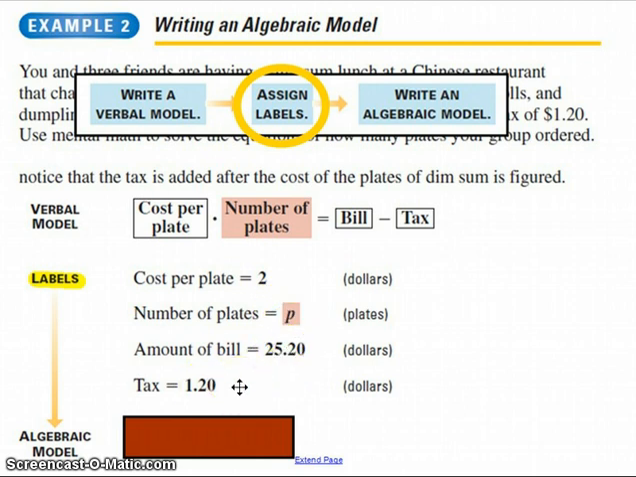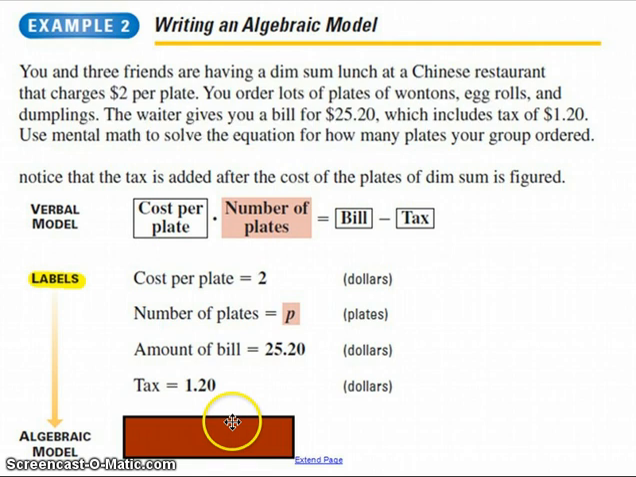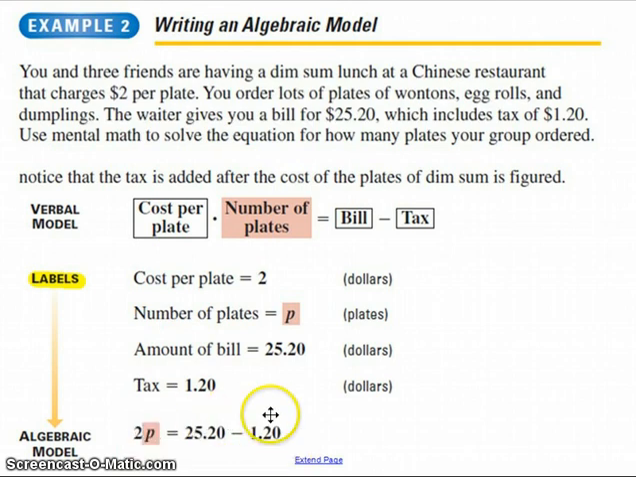So now, changing that to an algebraic model, you end up simply removing that brown box there and seeing that it's 2 times P, or in other words, 2 for cost, P for plates, is equal to 25.20, in other words, the bill, minus 1.20, in other words, the tax. But what you really wanted, after all, was not this equation. You wanted to know what P is. You wanted to know what the number of plates was. Remember, it's right here. How many plates?